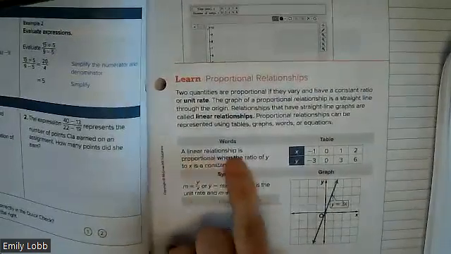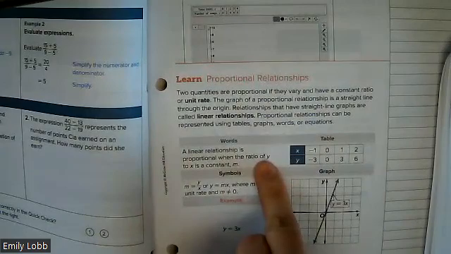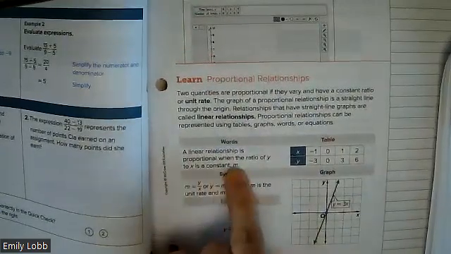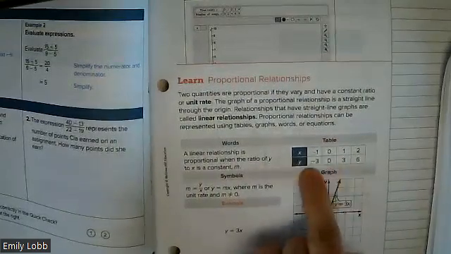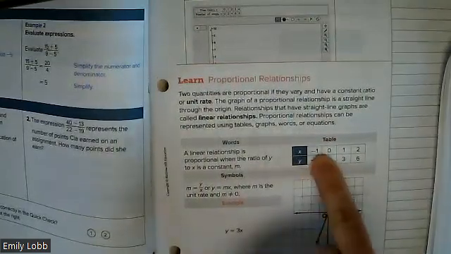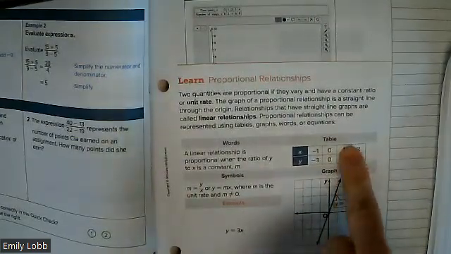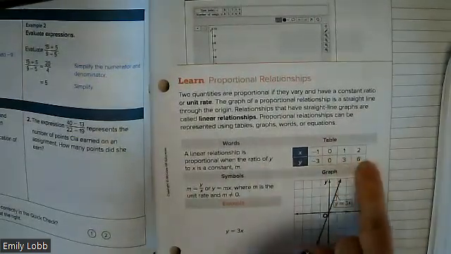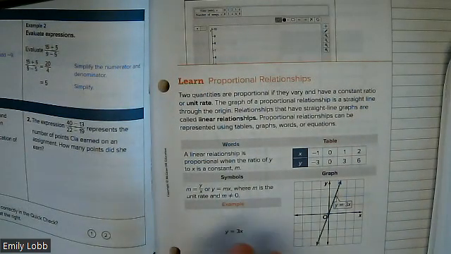A linear relationship is proportional when the ratio of y to x is a constant m. So 0, 0 doesn't really count, but -3 divided by -1 is 3. 3 divided by 1 is 3, and 6 divided by 2 is also 3. So that's constant. m is our slope, right?